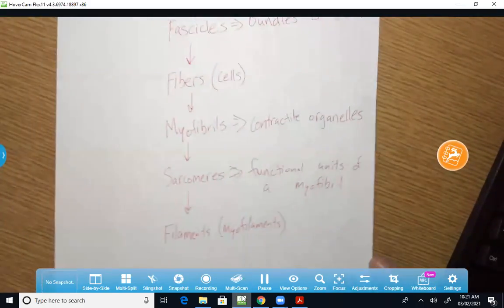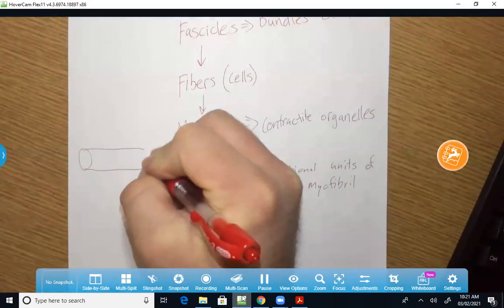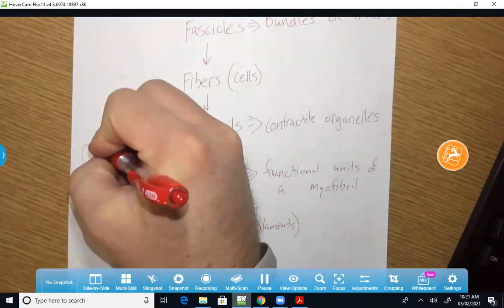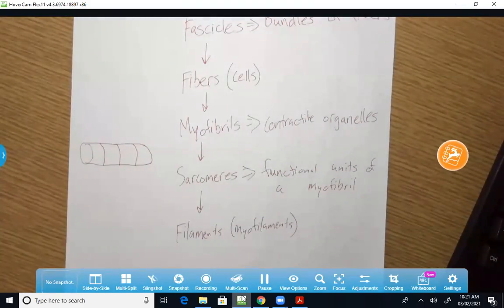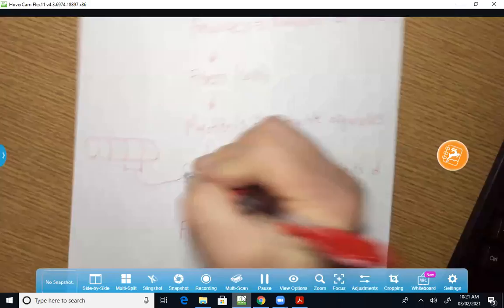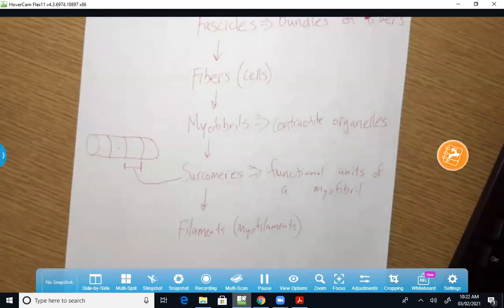And I'm going to do my best at kind of drawing a myofibril. So here's our myofibril, kind of the tube-like structure. I'm doing my best to make it a three-dimensional picture. Okay. A sarcomere is a segment of a myofibril. So like going from here to here, that's what a sarcomere is. Okay. This will be another sarcomere, this will be another. So myofibrils have many, many, many shortened segments. Each of those short segments is a sarcomere.